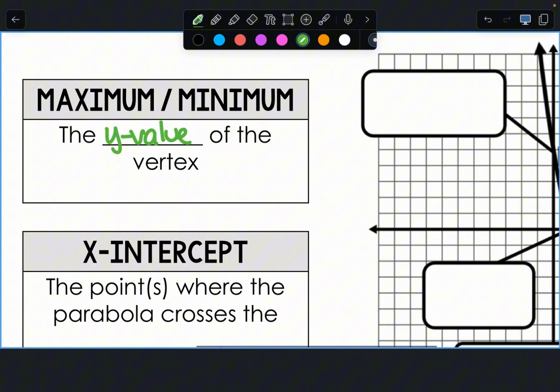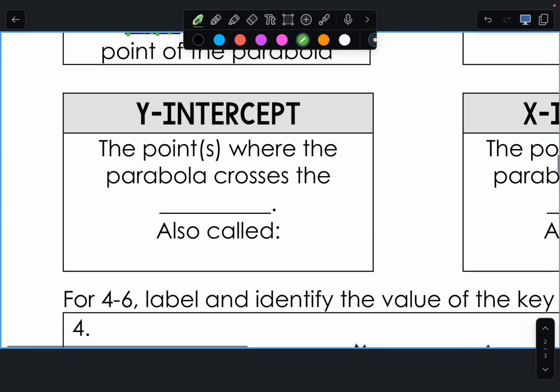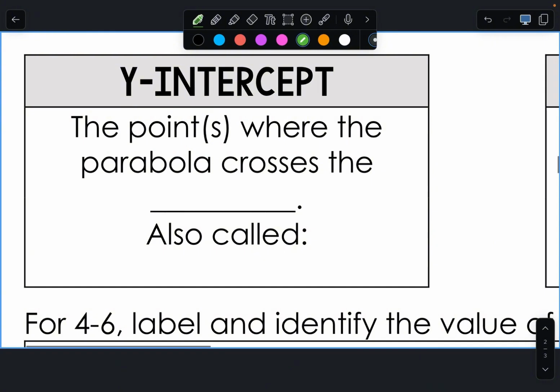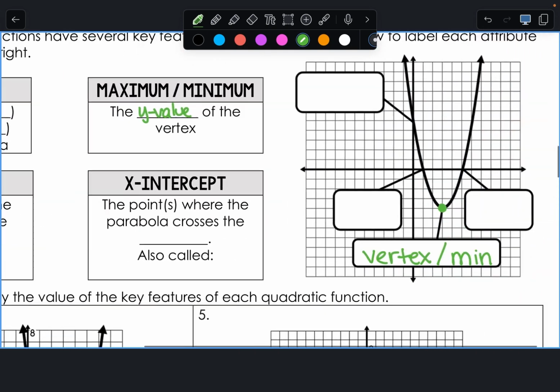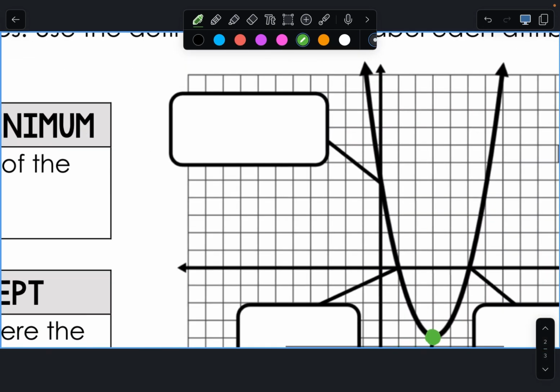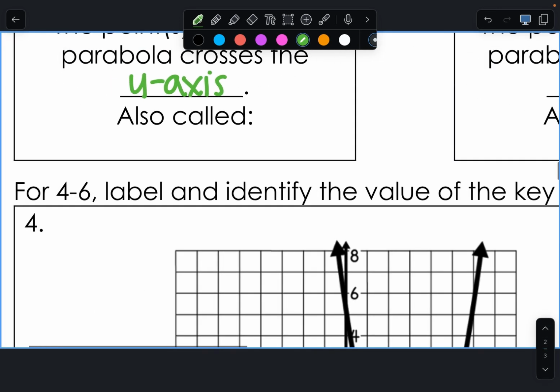Now, y-intercept is something you should already know what it is. The point where the parabola crosses what? The x. My bad. The y-axis. So you should know where to find that. Yeah. The point where it crosses the y-axis, there's my y-intercept. What is another name for the y-intercept? We've talked about it before. V. Very good. I'm so proud.